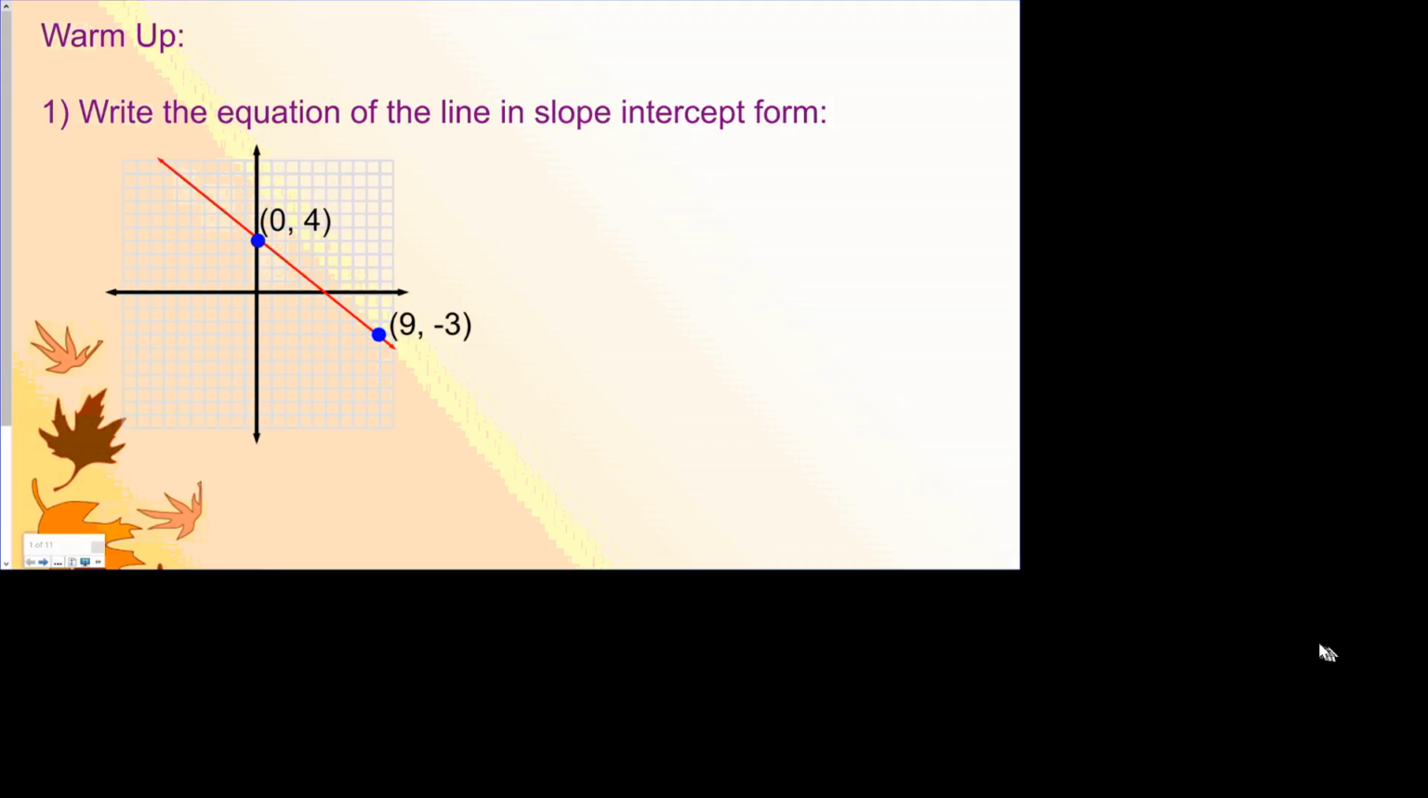In this lesson, we're going to look at using slope-intercept form and how it's used in word problems. So for this lesson, we have a warm-up problem to get started with. Just reviewing, we're going to write the equation of the line in slope-intercept form. Slope-intercept form, if you'll recall, is y equals mx plus b, where m stands for your slope and b stands for your y-intercept, so where your line crosses the y-axis. And y and x stay the variables y and x.